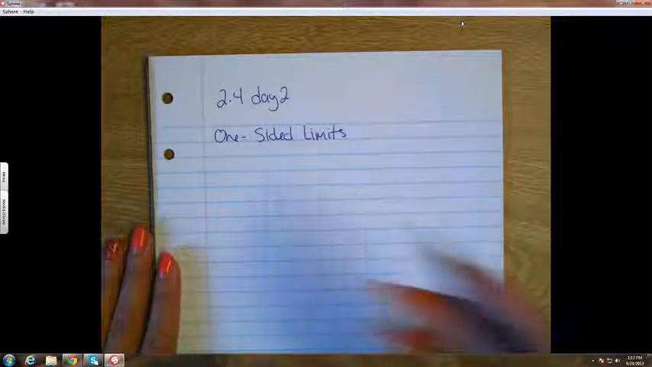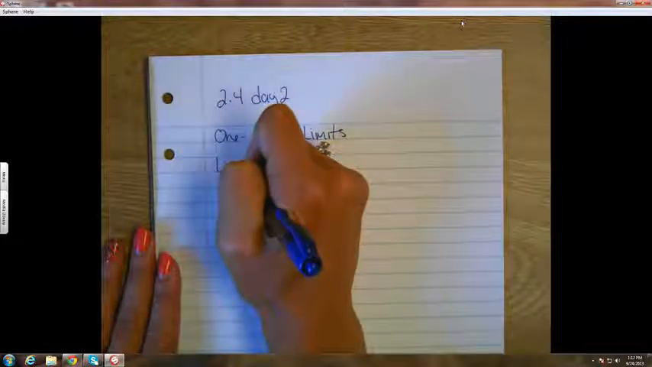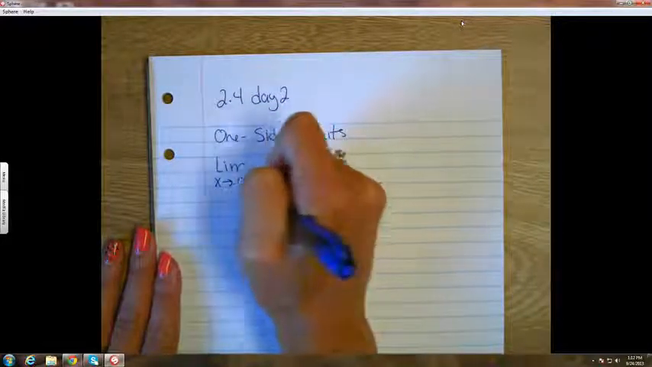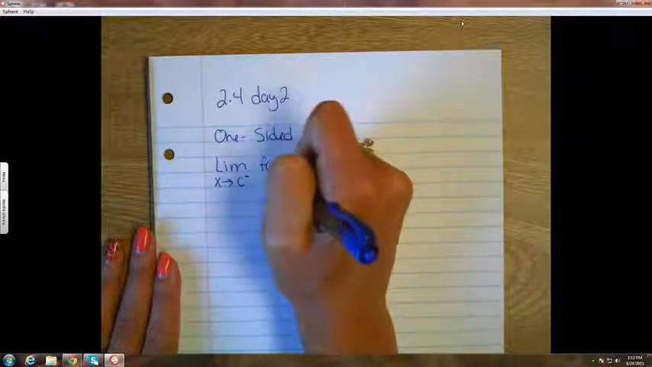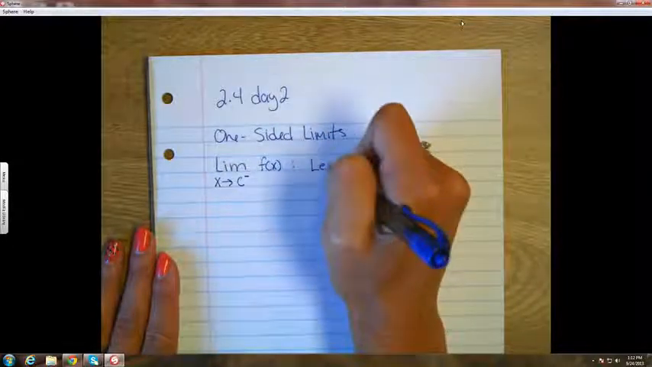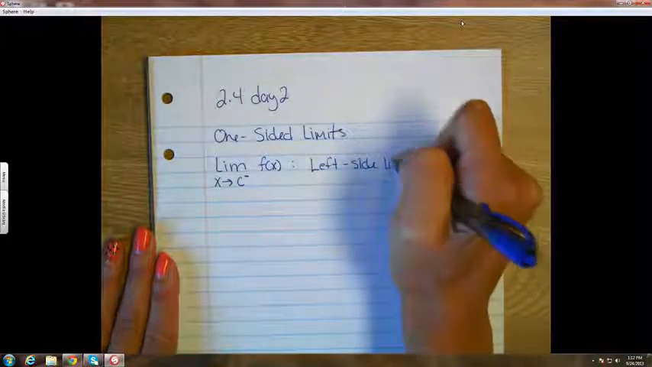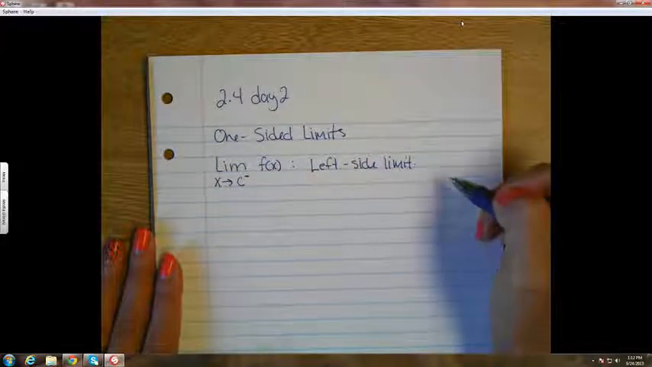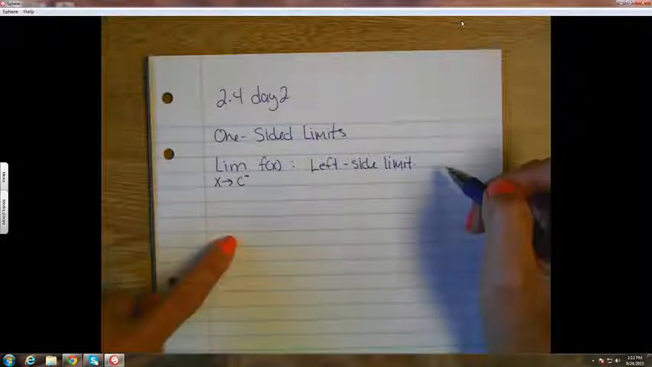So the way the notation is for that, you might see something like this. The limit as x approaches some c value, and then you can see a little negative here by the c. That's talking about a left-sided limit, or left side limit. So it's as you approach that c value from the left only. So you're only using your left finger to approach the c.